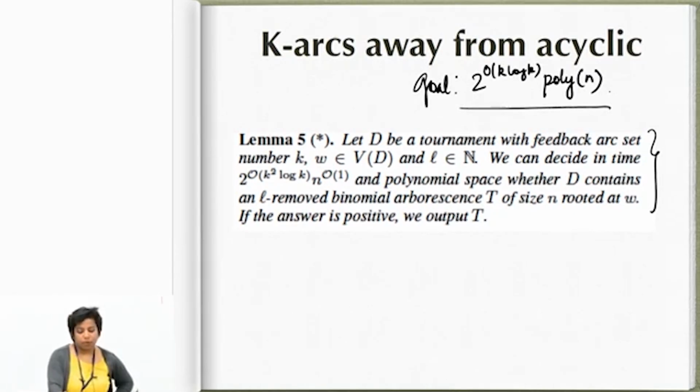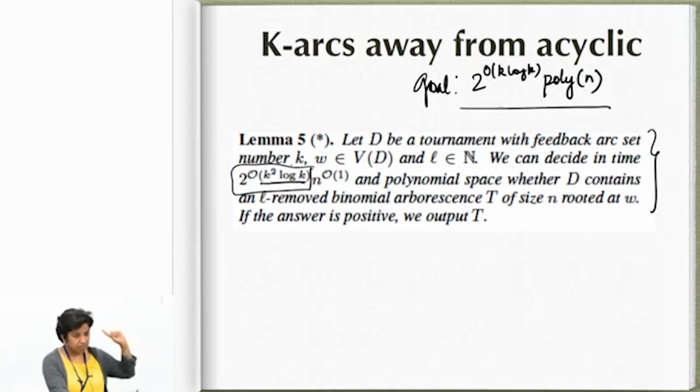If you remember what we said, this says k square log k. This is the time complexity you would get if you use one of the earlier algorithms for the TFP problem that we discussed in the previous lecture. We did not discuss the greedy algorithm, but that can be modified. Instead of solving the seeding problem where none of the arcs are reversed, we can slightly modify that algorithm and instead solve this L-removed binomial arborescence problem.